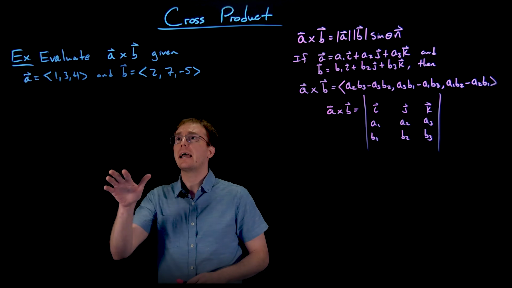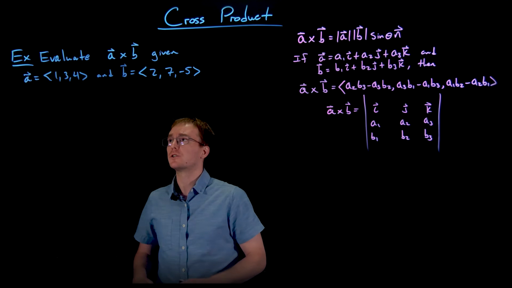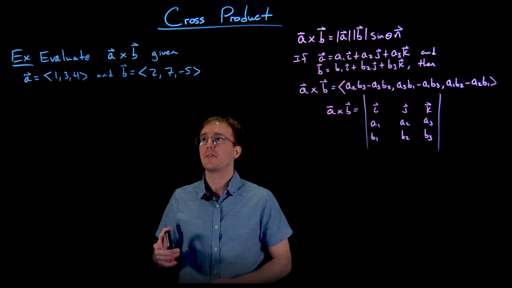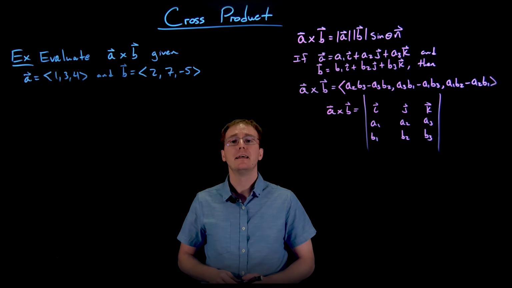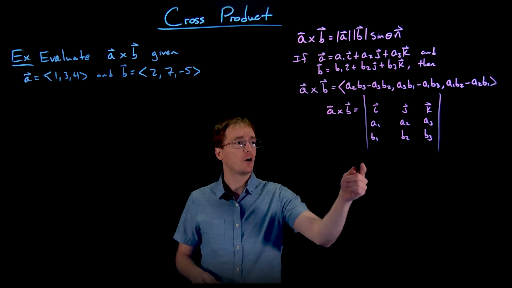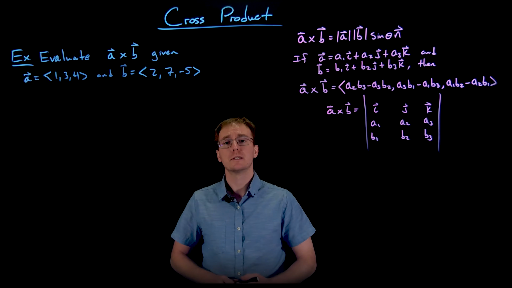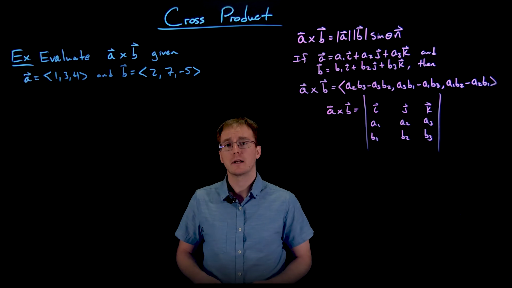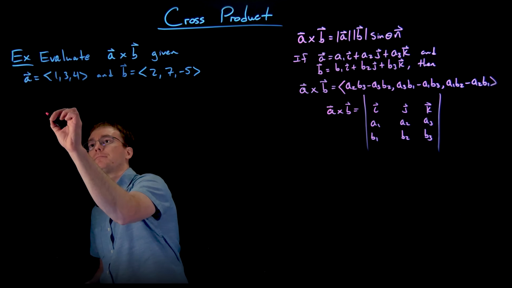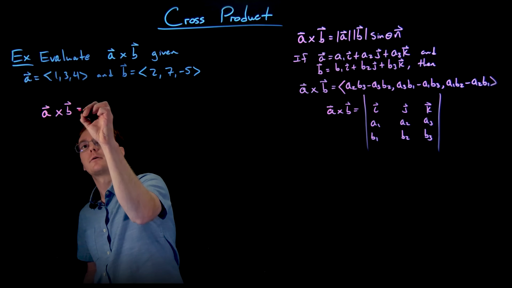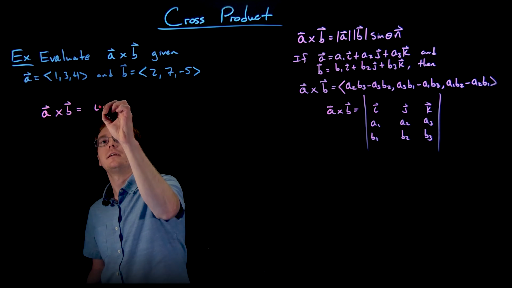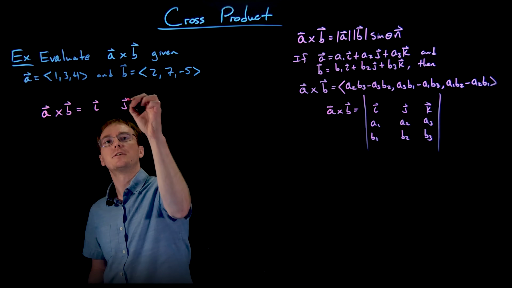So we're going to evaluate A cross B, given that our first vector A has components of 1, 3, and 4, and our second vector has components of 2, 7, and -5. And I'm going to go ahead and use that order 3 determinant approach to evaluating our cross product. So let's go ahead and set everything up. We're looking at A cross B, which we can represent using this order 3 determinant.